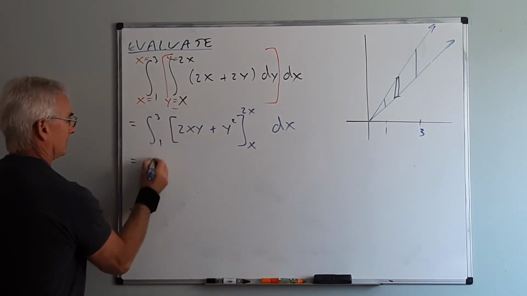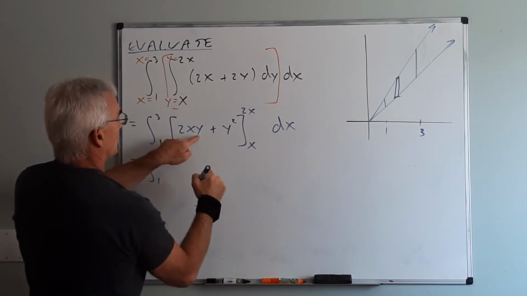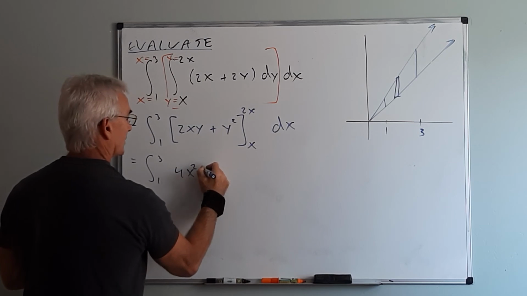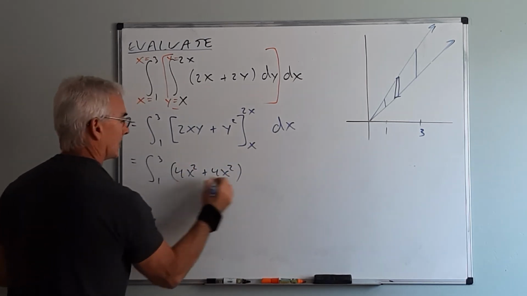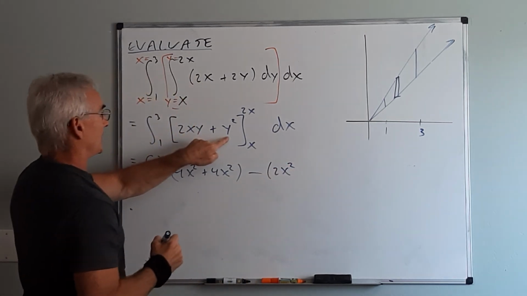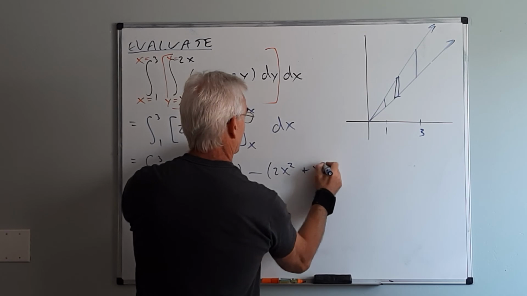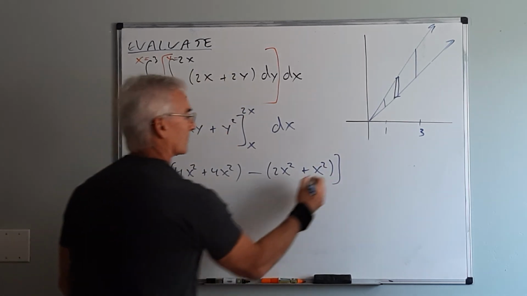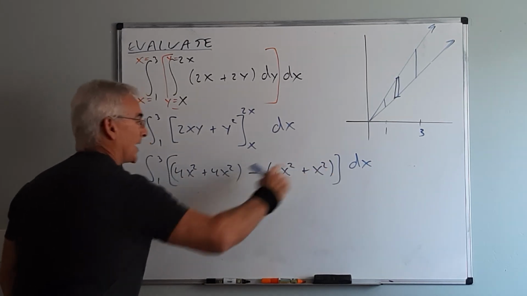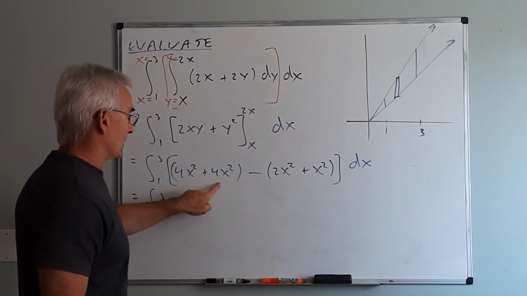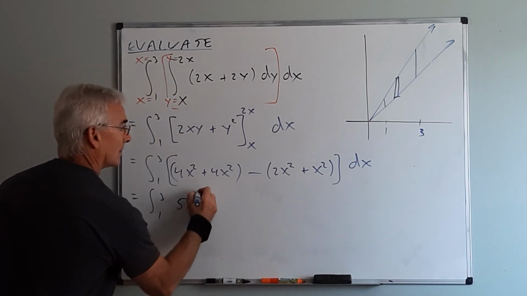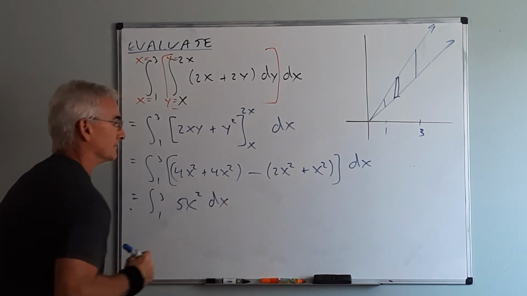So in the next step, when I replace y with 2x, I'll get 4x squared. 2x when I square it is also 4x squared. Now when I replace y with x, I'll get 2x squared. And then here I will just get x squared actually, integrated with respect to x. Now I will simplify this whole mess. So I have 4x squared plus 4x squared minus 2 of them minus another one. That gives me 5x squared dx.